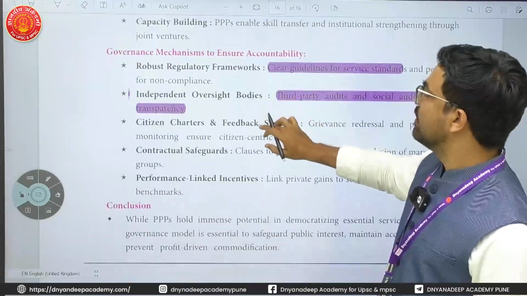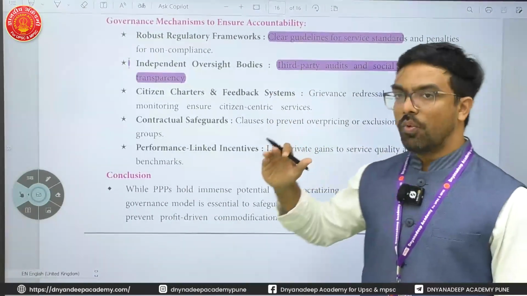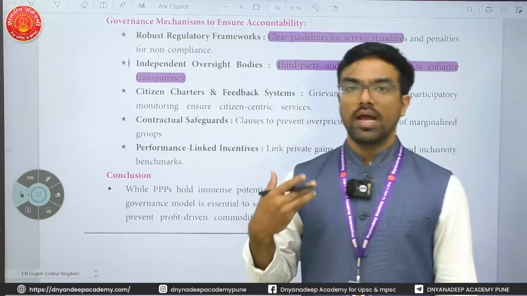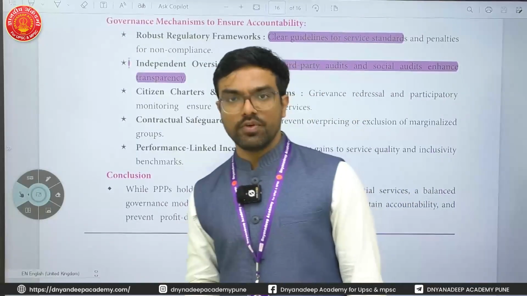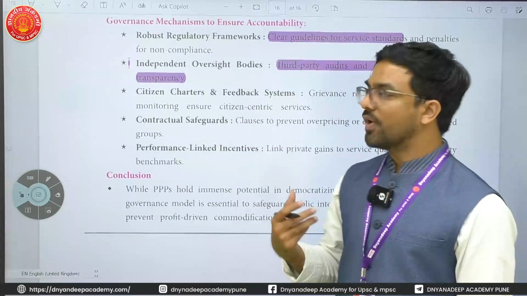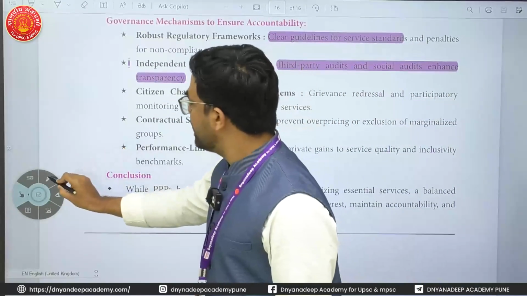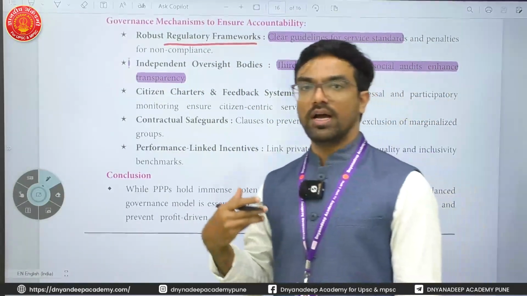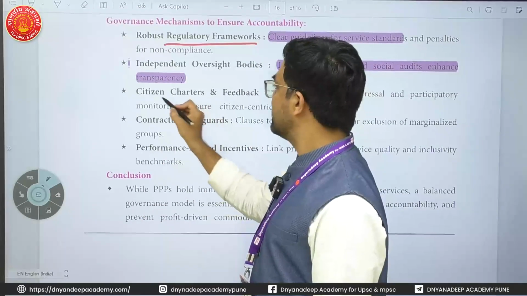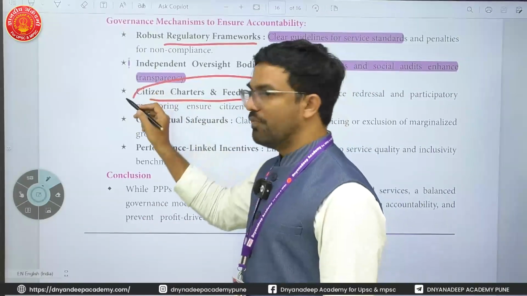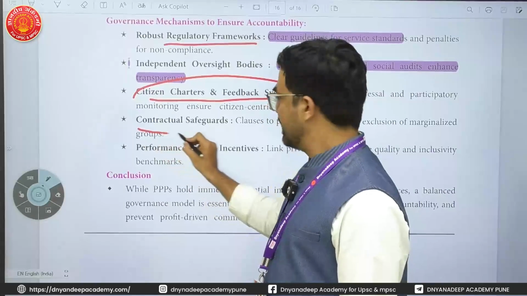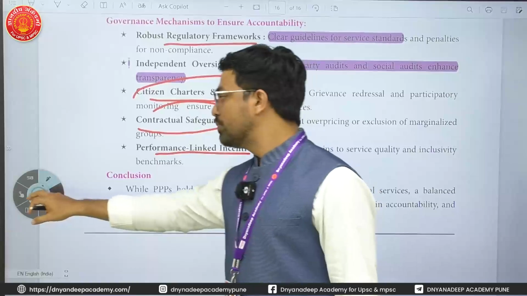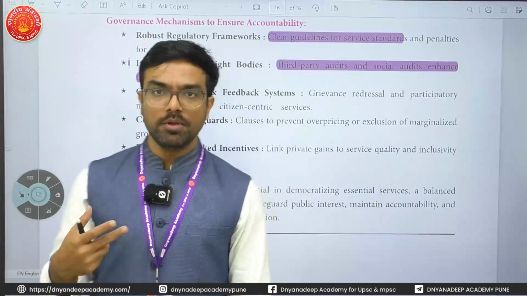Now, governance mechanisms to ensure accountability. What steps does the government take to regulate these PPPs, so that they do not result in the commodification of public services? As measures of accountability, there is a robust regulatory framework. There are clear guidelines on how PPPs should be promoted. There is a citizen charter and feedback system. We know CPGRAMS. There are contractual safeguards, and there are performance-linked incentives. Those PPPs that are performing well are being promoted.